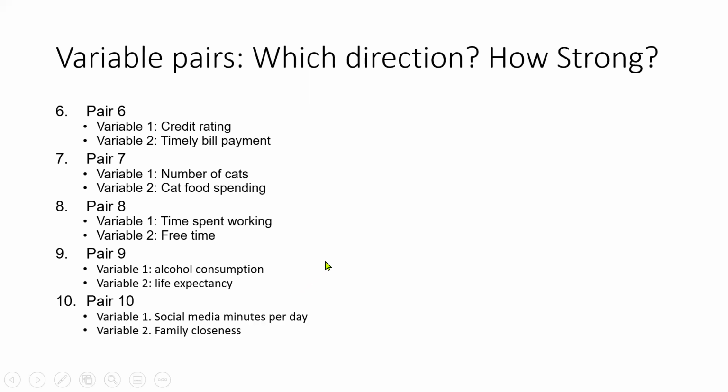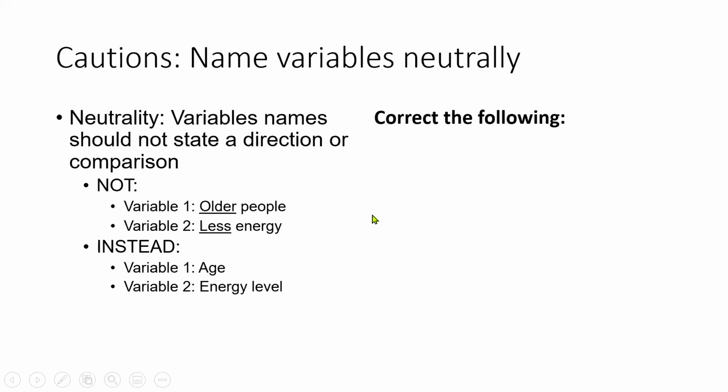All right, so let's call this, and now let's go to a couple of cautions. So in naming your variables, there are some things that we can learn. Make sure that your variables are named neutrally. A variable is just something that varies among individuals. It doesn't have a direction. It doesn't have anything besides that. It's just the aspect of this characteristic that varies. So instead of writing variable 1, older people, variable 2, less energy, your variables would just be age and energy level.